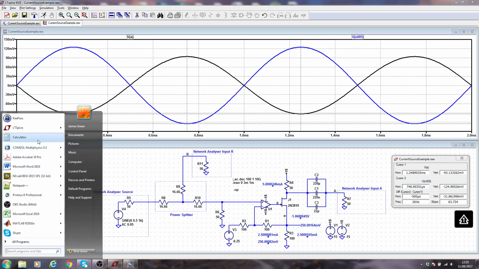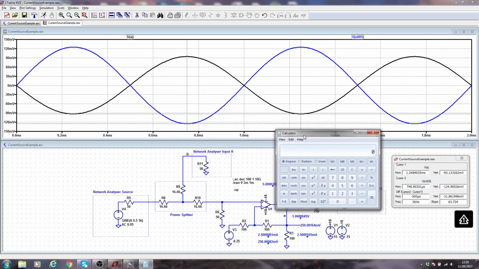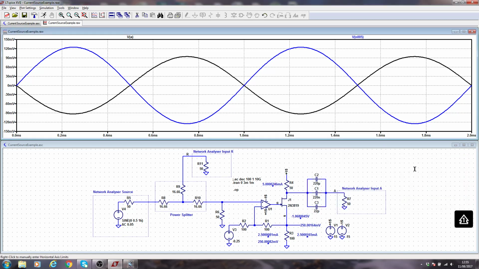Can work it out the old-fashioned way. Good old Microsoft calculator. 93.133 divided by 124.99. Sure enough, it's just over 0.7. But that's not the game we care about.